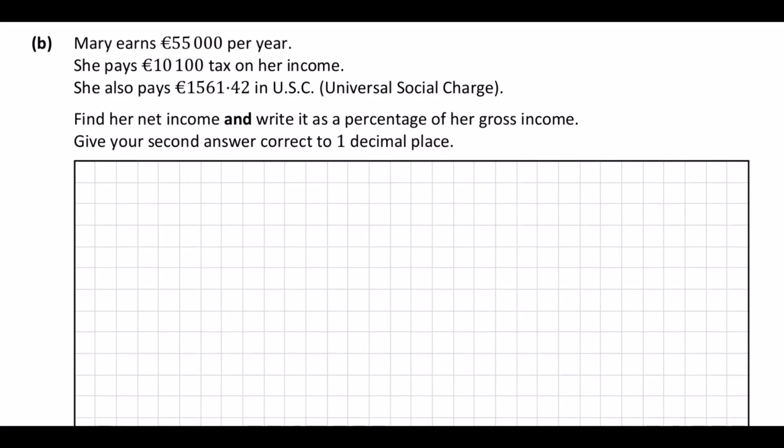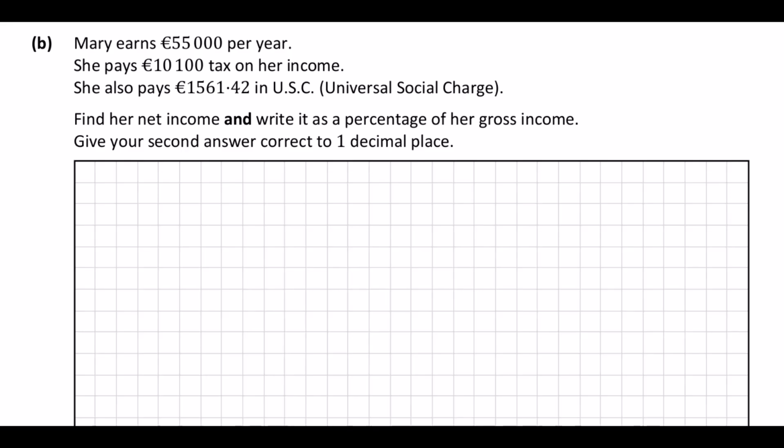Mary earns 55,000 euros per year. She pays 10,100 euros tax on her income. She also pays 1,561 euros and 42 cents in USC. Find her net income and write it as a percentage of her gross income. Give your second answer correct to 1 decimal place.